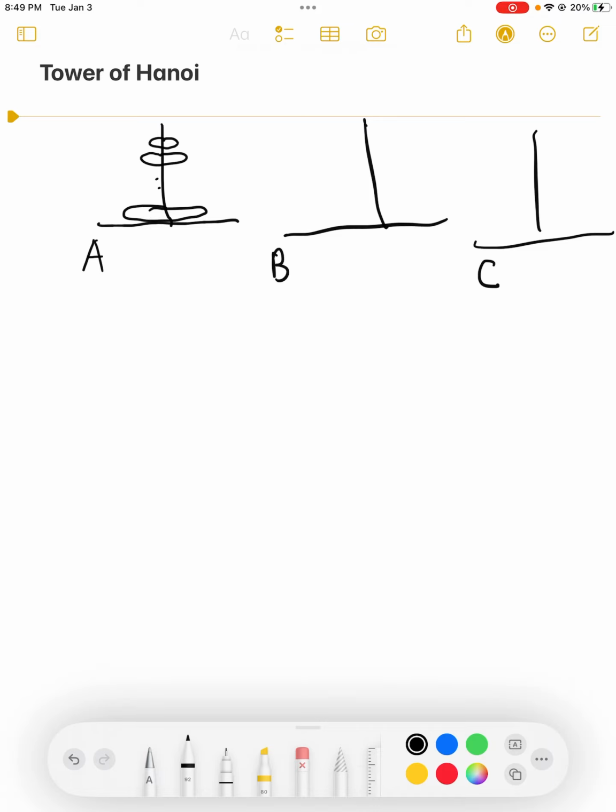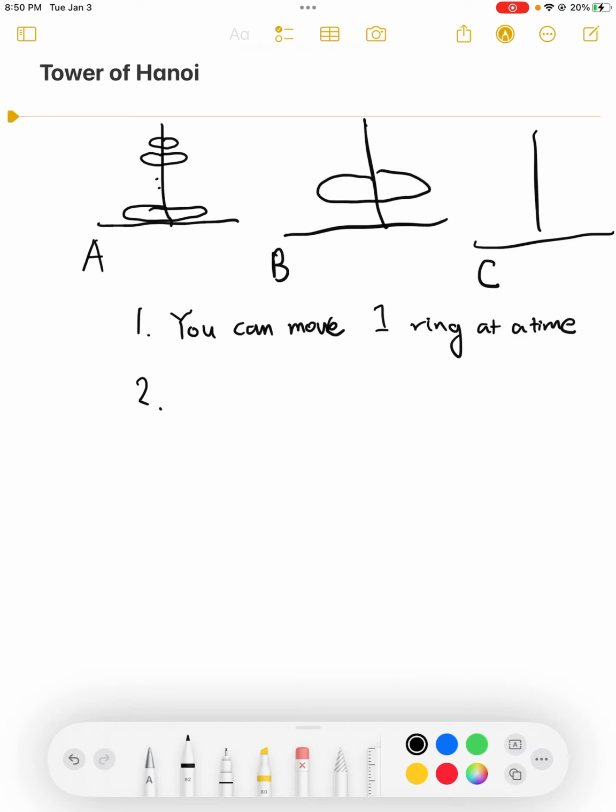You have to move each ring to a peg. So the rule is you can only move one ring at a time. And the second thing is you cannot put a larger ring on top of a smaller ring. By illustration, you cannot have a larger ring on top of a smaller ring. This is not allowed. No reverse order. Okay?